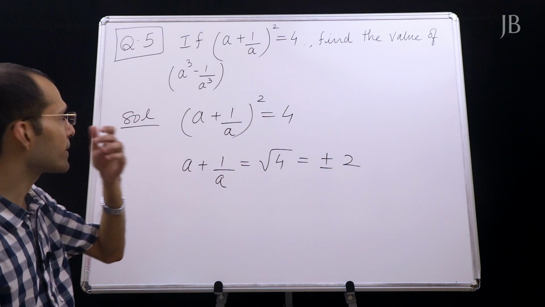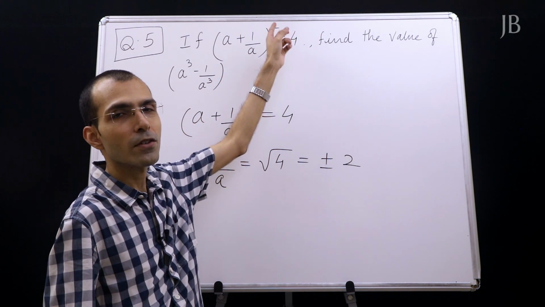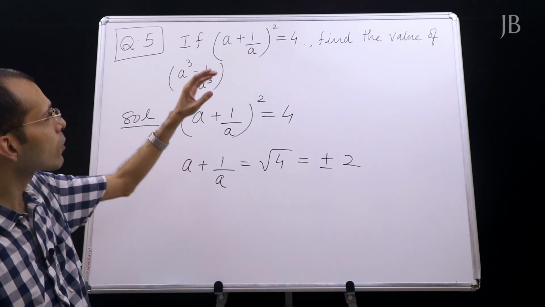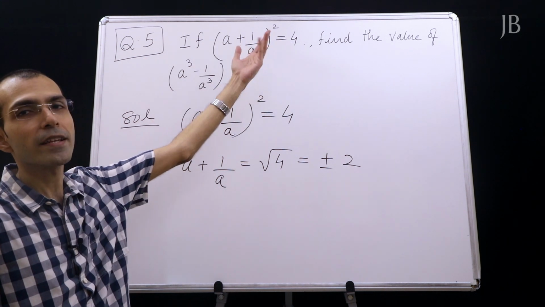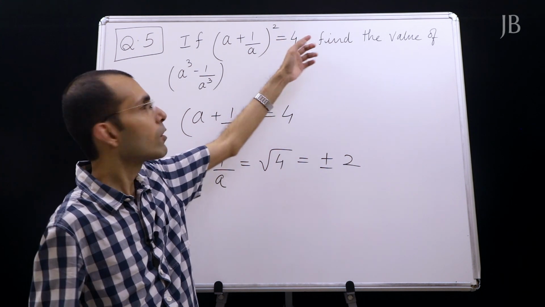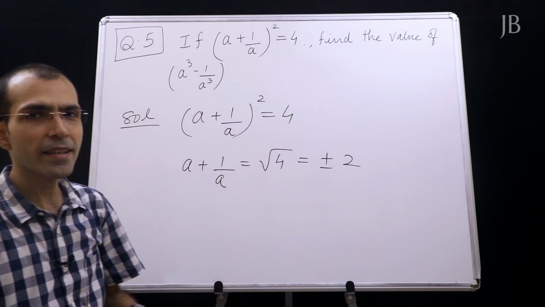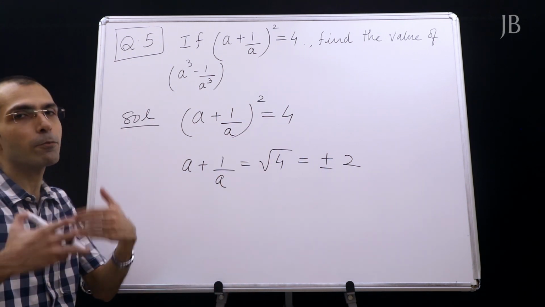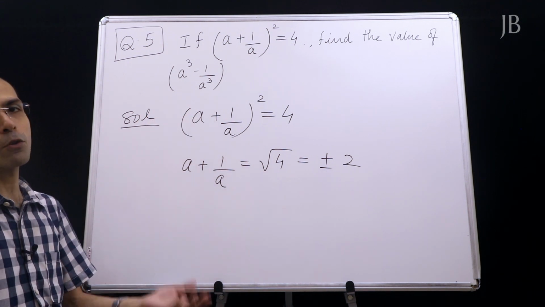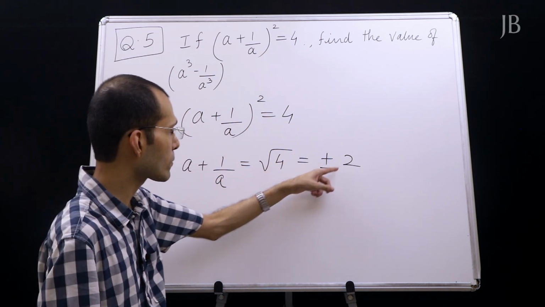Now see what will happen in the exam. Sometimes they may give you here square root of 3 or square root of 7. Then don't consider 2 possibilities because it is already specified. Suppose instead of 4 it was square root of 3, in that case you just go with the positive possibility. But here when we take the square root, we have to show both the possibilities. So a plus 1 upon a works out to be plus or minus 2.